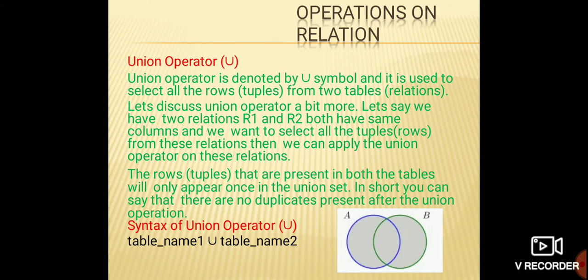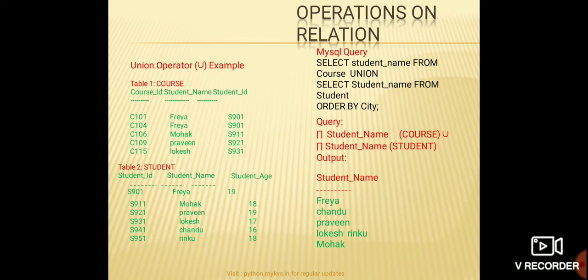We'll see it in our SQL query. For writing the syntax of a union operator on paper we use table name 1 union table name 2, but in an SQL query we use a slightly different pattern to write and get the output using the union operator. You can see the example here. There are two tables. First one is course, and second table is student. In the course table there are various data displayed.